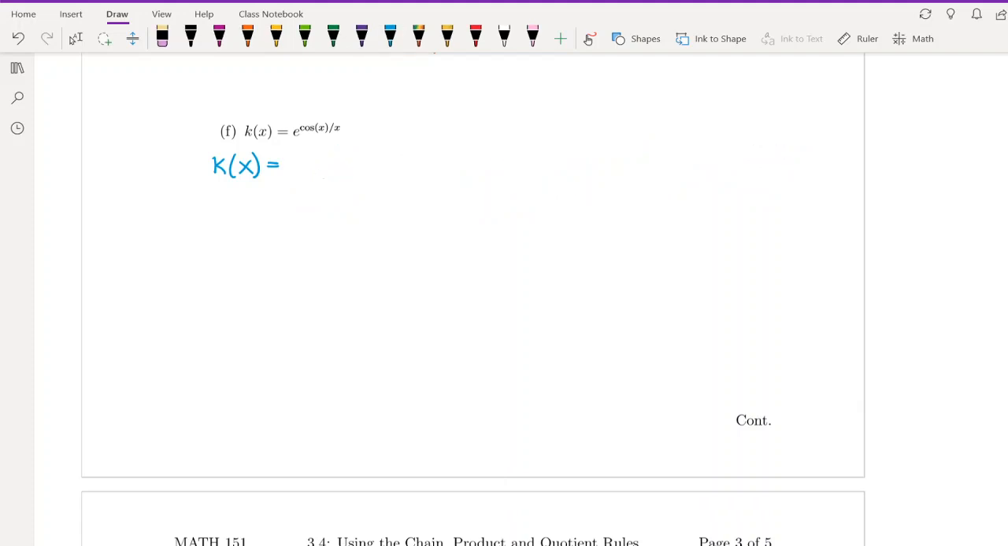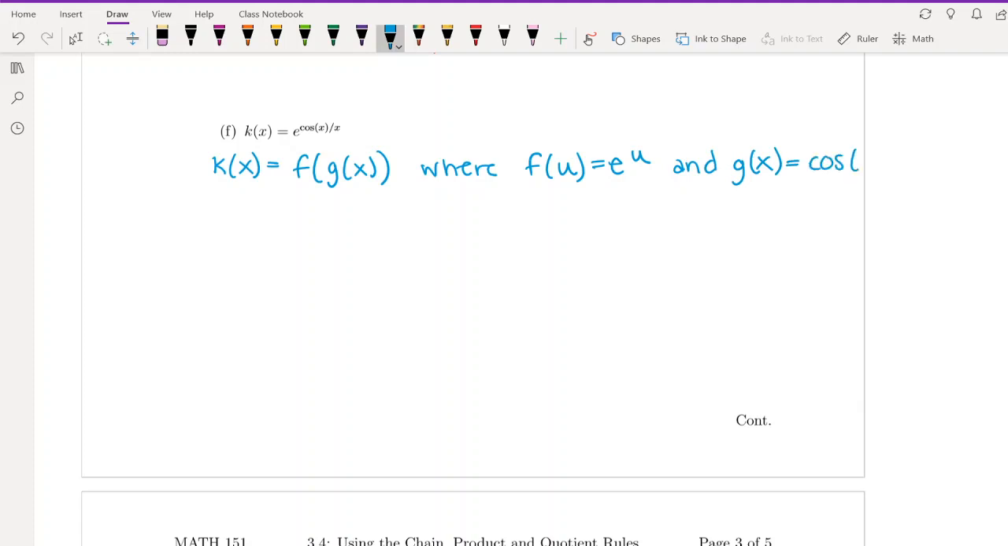So what is it? Well, it's a composite function. Anytime you have e, or any other number for that matter, raised to anything that's not just x, it's going to be a chain rule where the outer function is going to be e to the u. So here we're going to have f of g of x, where the outer function is e to the u, and the inner function is cosine of x over x.